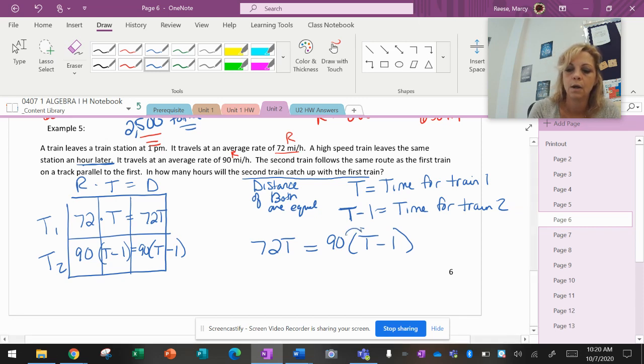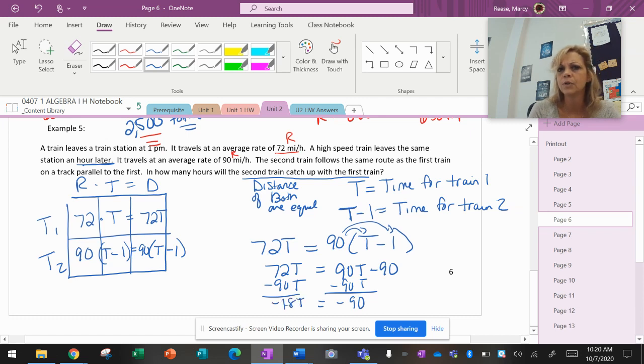Okay. So I distribute, and then I'm going to subtract that 90t. And notice they're both negative, right? So I got a 72 minus 90 is negative 18. And I got a negative 90. That's okay. I know you're thinking, well, time's not going to be negative, but when I do a negative divided by a negative, I end up with a positive. So don't worry about that until you get to the very end. If it's negative at the end, then there's a problem, right?